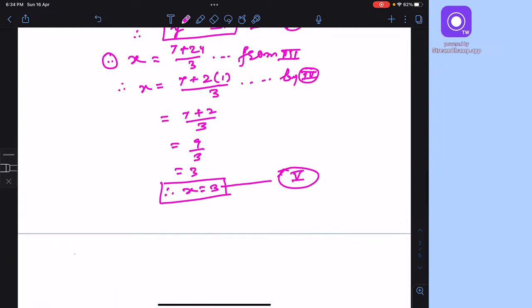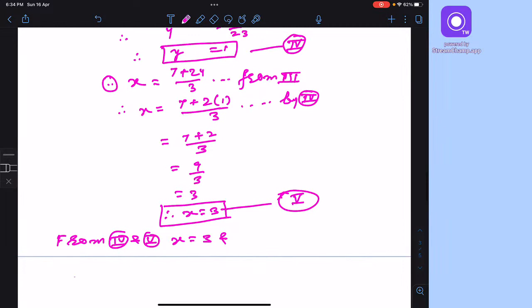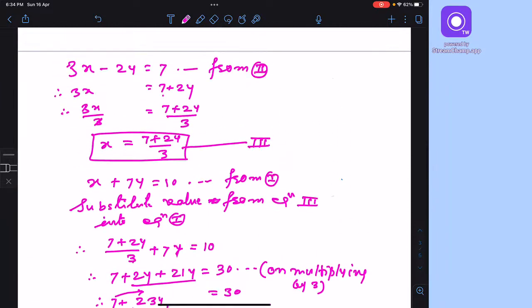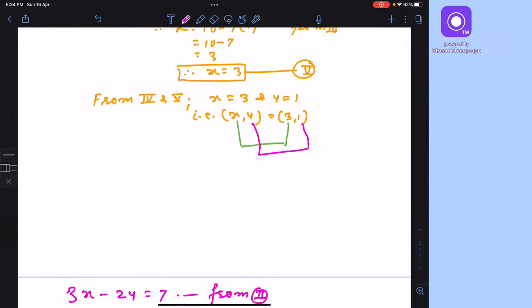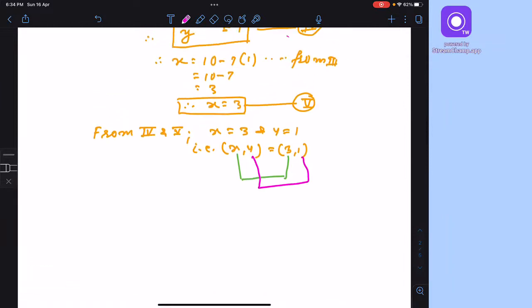From 4 and 5, x is equal to 3 and y is equal to 1. That is, xy is equal to, x is 3, y is 1. So x is 3 and y is 1 is the solution. What we had obtained here, x is 3 and y is 1, same solution we get.